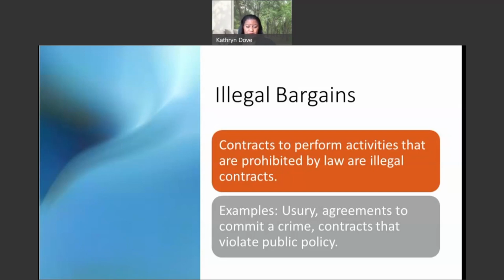An illegal contract cannot be enforced by either party because it has no legal effect. If you were to go before Judge Judy and try to enforce a contract that's usurious or to enforce an agreement to commit a crime like the distribution of drugs, even in states that allow the use of medical marijuana or allow the personal use of recreational drugs, it's still often illegal for individuals to sell, deliver, and distribute those drugs. So an agreement to distribute drugs, purchase drugs from an individual, that's still illegal in most states. So that would be an illegal bargain. You cannot go before Judge Judy to enforce a contract to purchase drugs, okay? It's not going to work. It's an illegal bargain.